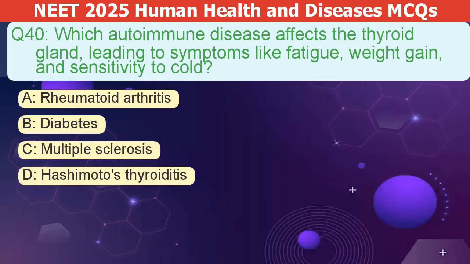Which autoimmune disease affects the thyroid gland, leading to symptoms like fatigue, weight gain, and sensitivity to cold? A. Rheumatoid arthritis. B. Diabetes. C. Multiple sclerosis. D. Hashimoto's thyroiditis.